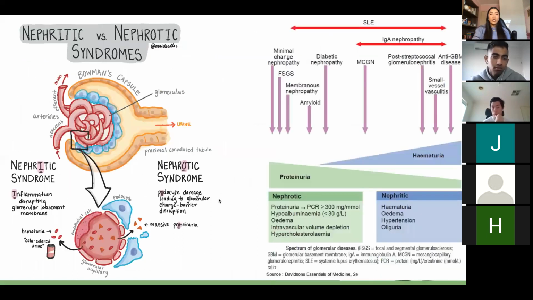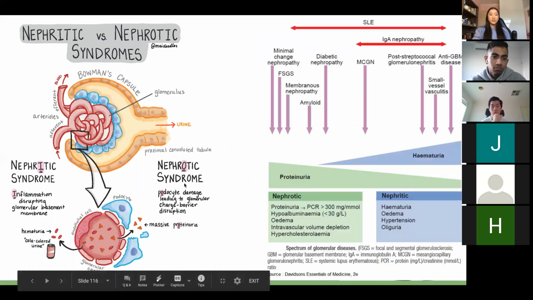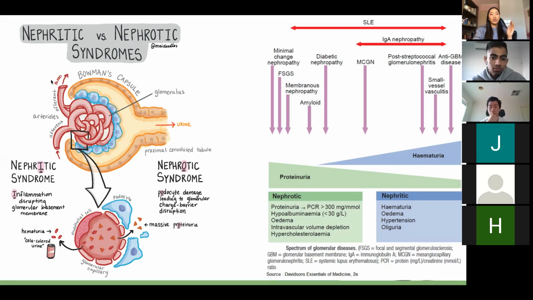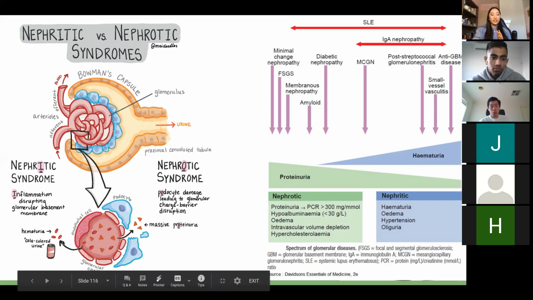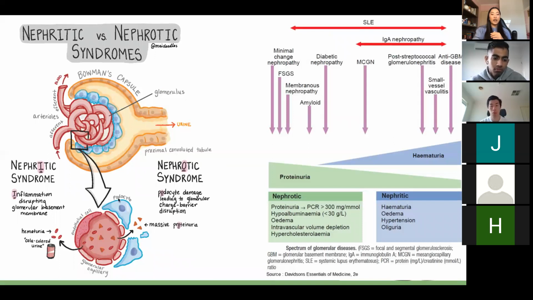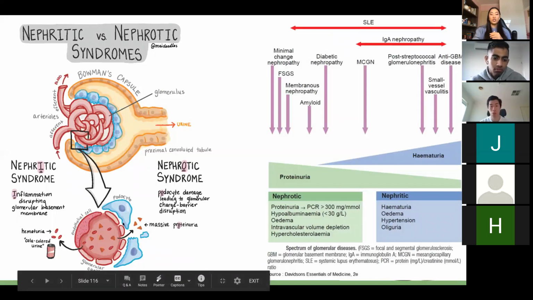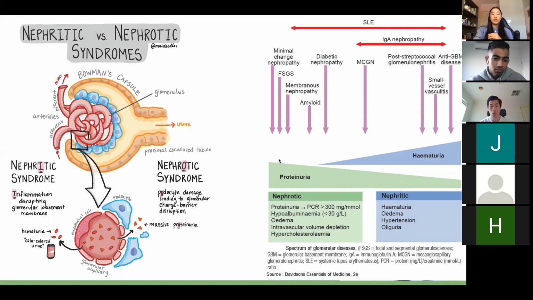So this is probably the most important set of diagrams for all of glomerulonephritis. Here you've got your nephritic versus nephrotic, and remember, thinking about your capillary endothelium and then the basement membrane, damage to that causes hematuria and nephritic syndrome. And then outside of that, your podocytes, and damage to that causes proteinuria and nephrotic syndrome.